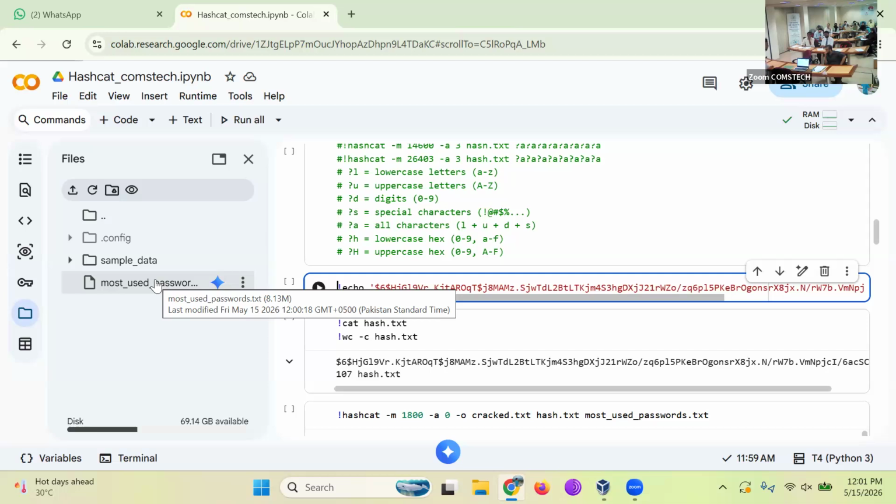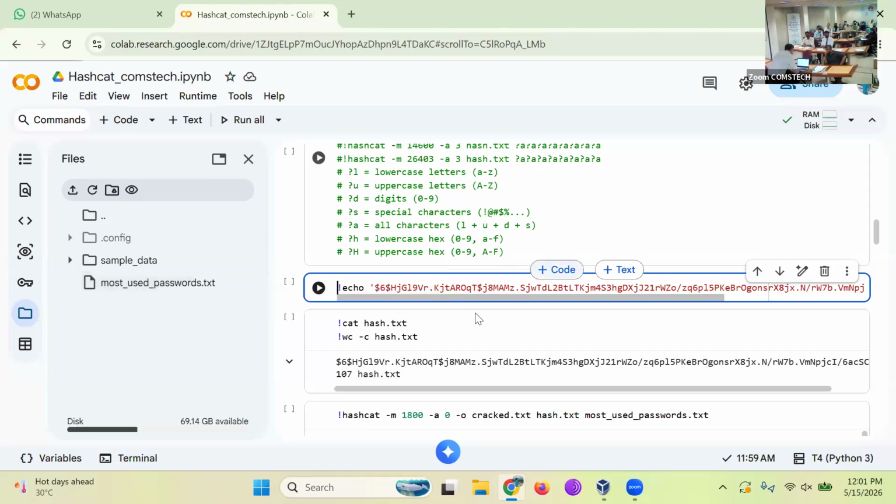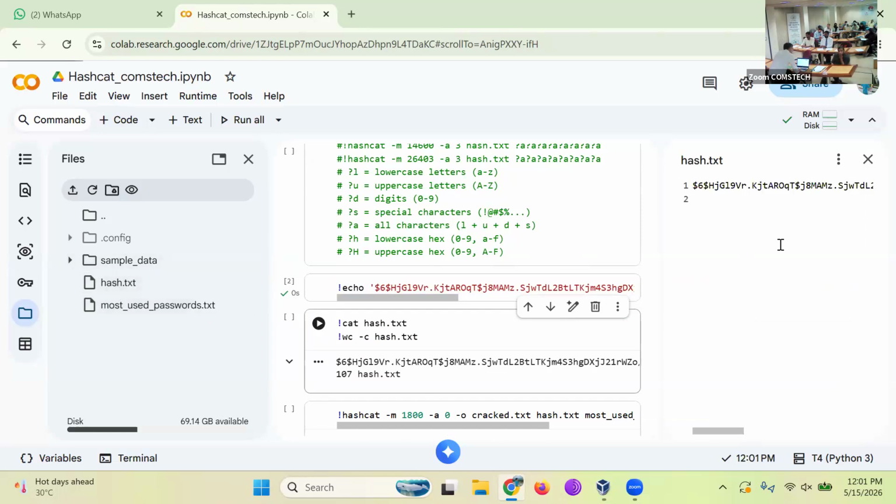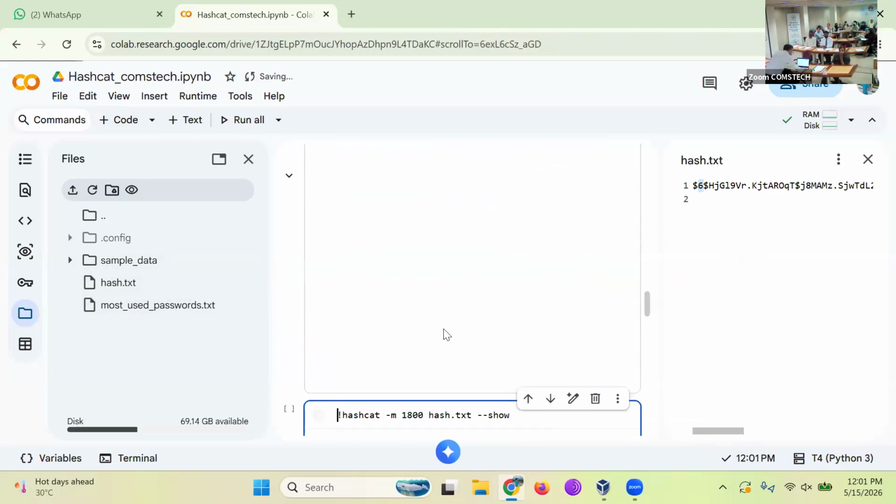So you can grab those files, and then you see this is an echo command. So I'm creating a file. Echo is a print command in Linux bash. So you can see I've created a file hash.txt, and you see the hash part is here now. Okay, so I've brought it here, and next I'm going to run hashcat.